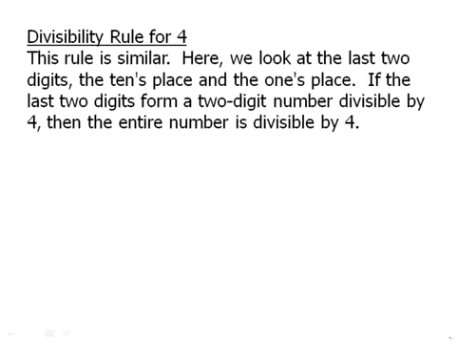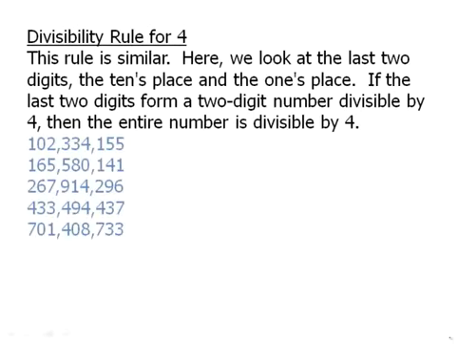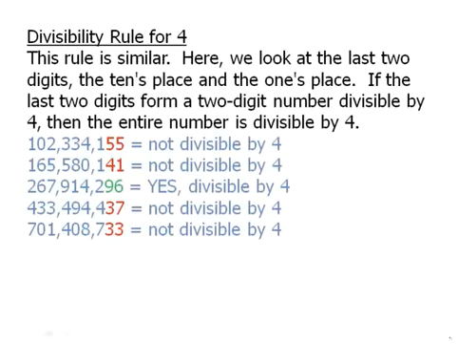Now the rule for 4. This rule is similar. Here we look at the last two digits, the tens place and the ones place. So we have to look at two digits. If the last two digits form a two-digit number divisible by 4, then the entire number is divisible by 4. So again, our same list of long numbers. Look at those last two digits and think of them as two-digit numbers: 55, 41, 96, 37, 33. The only one among those that is divisible by 4 is 96. 96 is a number divisible by 4, so that means that whole middle number is divisible by 4.